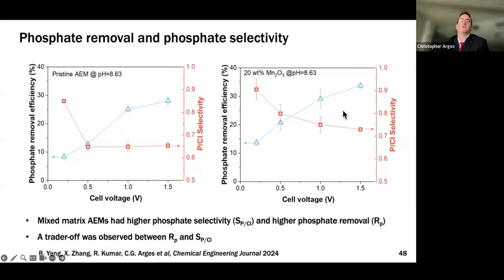As we apply more voltage to try to drive more of the ions out of solution, we get more phosphate uptake. It does come at the expense of the selectivity. So that's a balance that you have to strike in the separation. If you really want to just get one ion over another, you might have to dial back the voltage. You're just not going to remove as many ions from the system with a lower cell voltage.